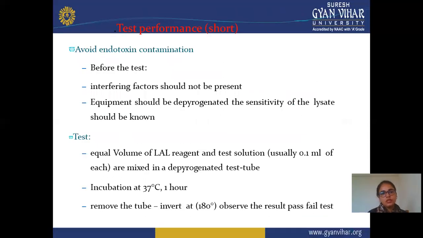Test performance: in this, avoid endotoxin contamination before the test. Interfering factors should not be present. Equipment should be depyrogenated. Containers and all things should be pyrogen free, and you should depyrogenate each and every step of the container. And in this test, an equal volume of LAL reagent and test solution, usually 0.1 ml of each, are mixed in a depyrogenated test tube.